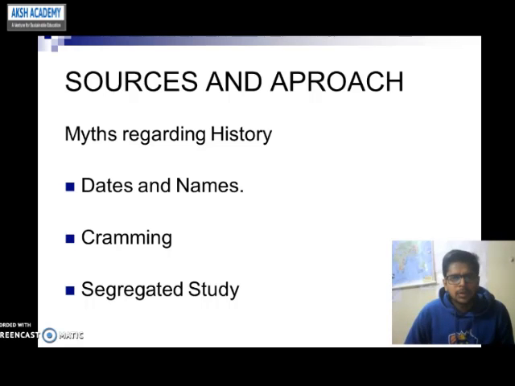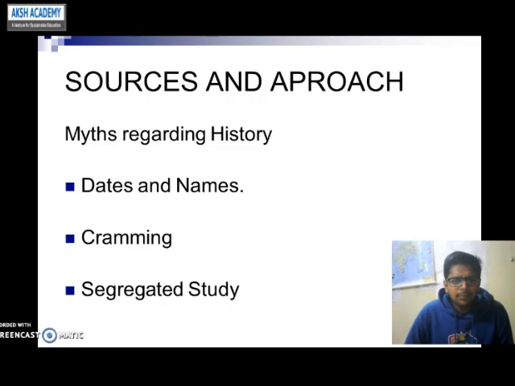So, about the sources and approach, but before we move on to that, let us clear out some myths regarding history. The first myth which comes to mind is that we have to learn a lot of names and memorize a lot of dates. This is not true. When you are preparing for the UPSC examination, you do not have to worry about dates and names. Once you start reading history, the important names and dates will automatically be memorized by you.